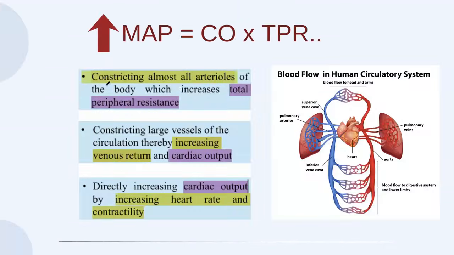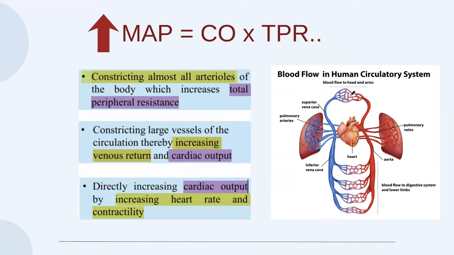This is just a written format: constricting almost all arterioles of the body, which increases total peripheral resistance. So remember, if you are changing total peripheral resistance, the things that are contracting are actually arterioles. Constricting large vessels of the circulation, thereby increases venous return and cardiac output.